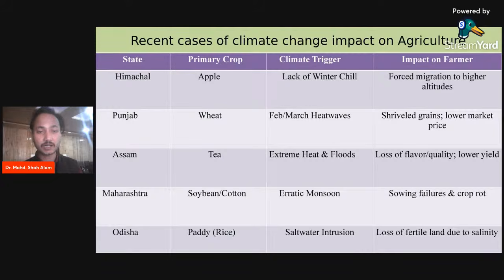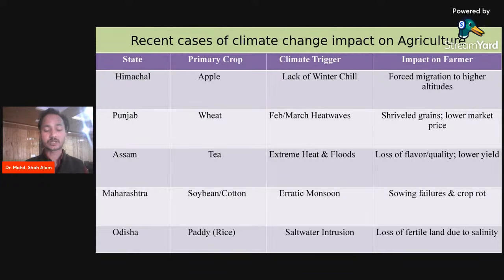Next state is Assam. Their primary crop is tea. Extreme heat and floods have lowered the yield of tea. It also causes loss of flavor and quality due to extreme heat. The tea leaves lose their flavor and quality, which are essential for high quality tea production for the commodity purpose and for the business purpose.